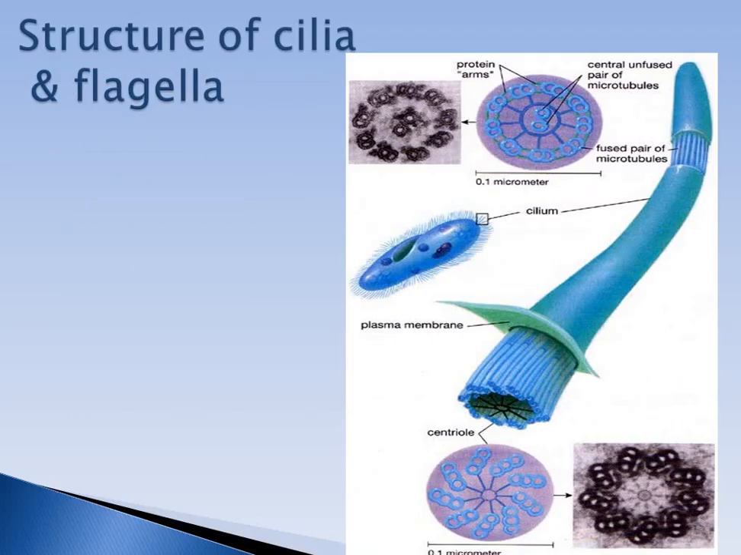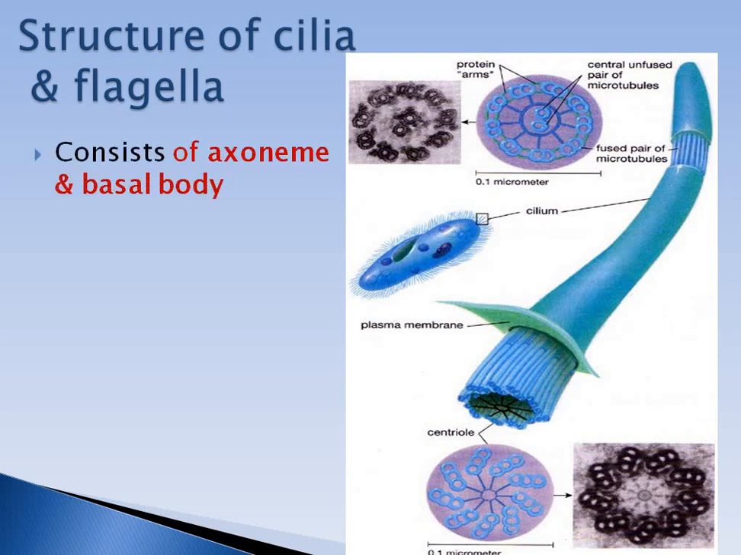Now the structure of cilia and flagella. Cilia and flagella consist of two parts. The basal body, which is present beneath the plasma membrane. The structure of the basal body is just like a centriole, which consists of 9 triplets of tubules, and each triplet consists of 3 microtubules.